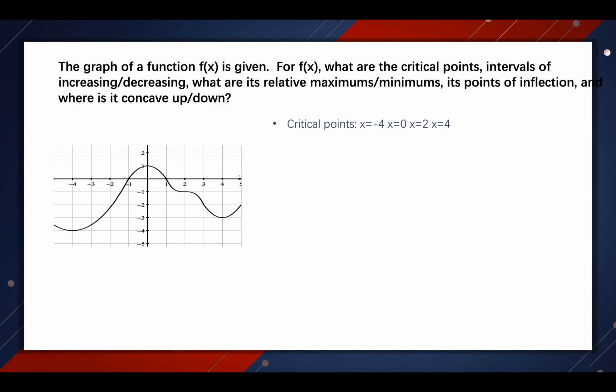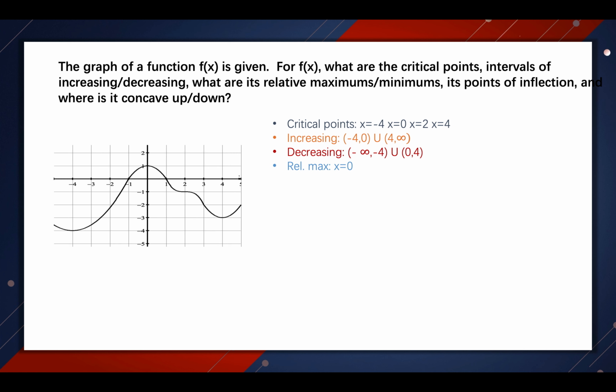Firstly, because this is a graph of f of x, the critical point is when the first derivative of f of x equals 0. And in this graph, it is when the graph has a horizontal tangent line. So we can see from the graph that it is when x equals -4, x equals 0, x equals 2, or x equals 4. When the graph is increasing, it is when x is between -4 and 0, and x between 4 and positive infinity.